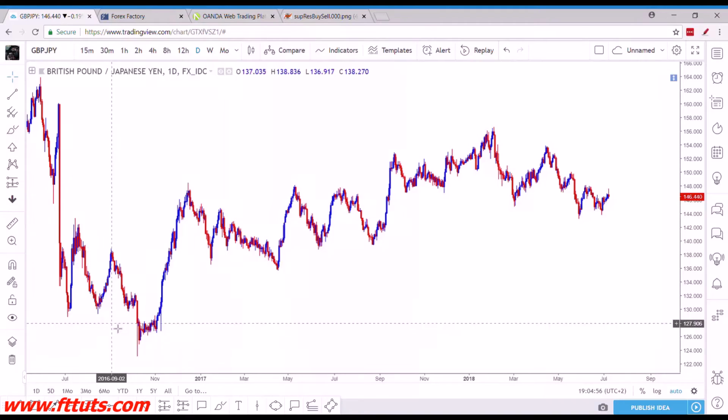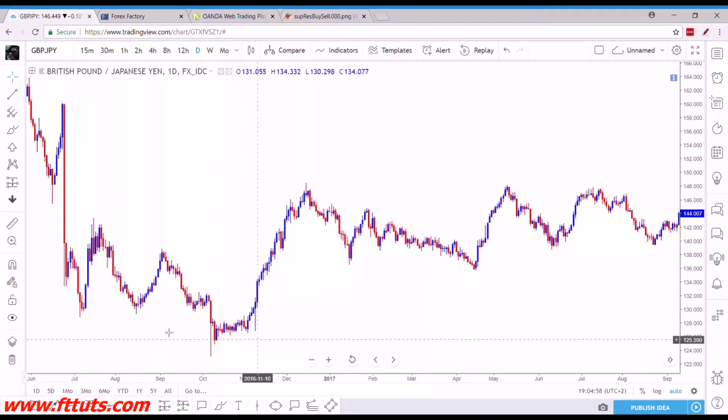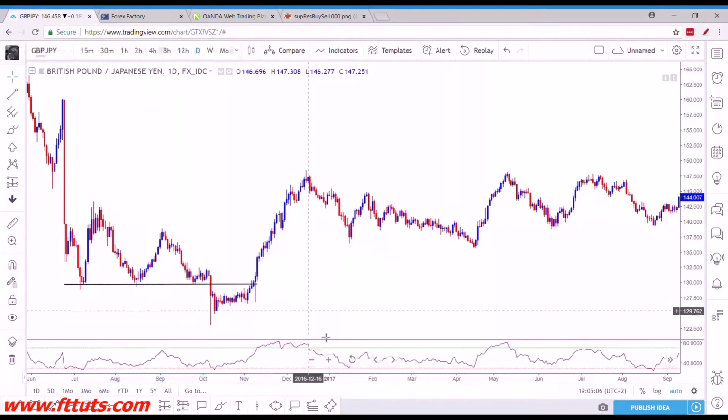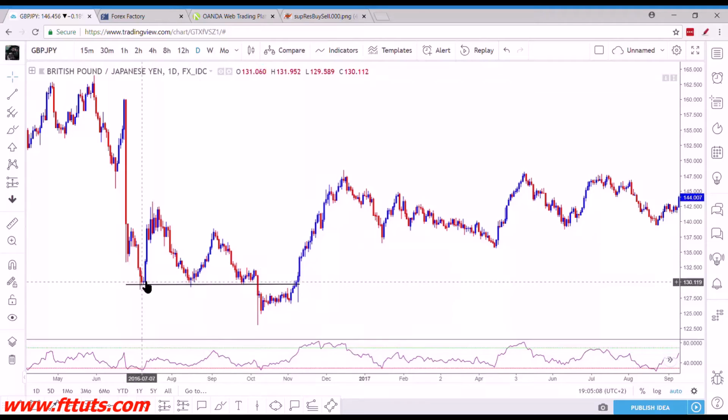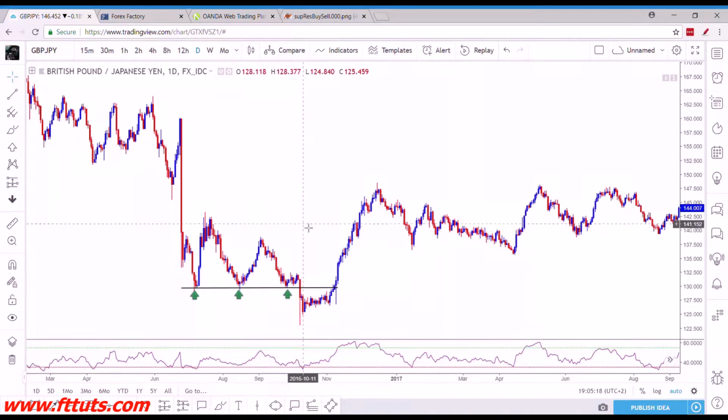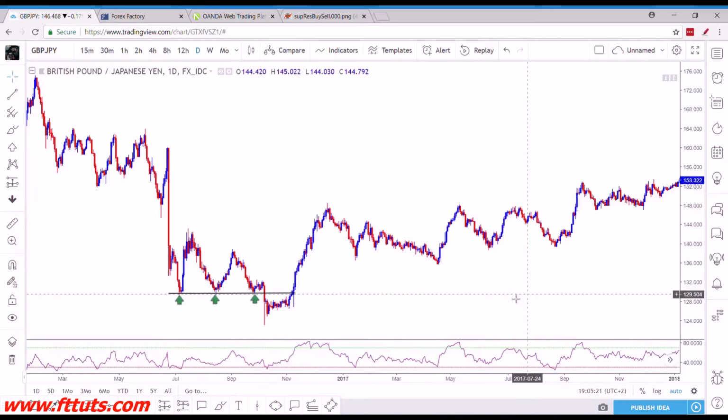Well, we could see some here, for example. Here, a nice little support. Price found support here, and again here, and once again here. Three touches. Nice.